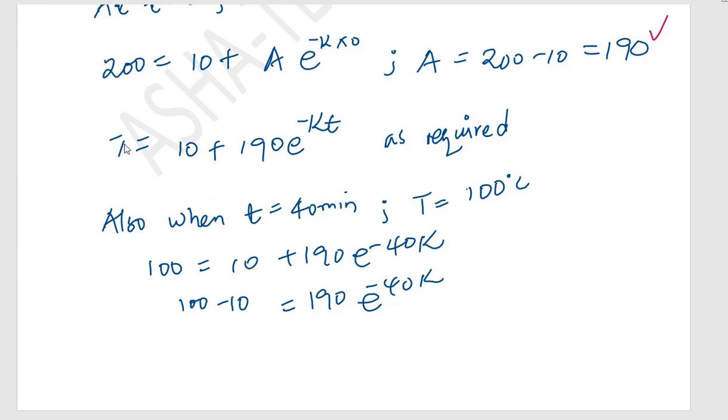Therefore, T, which is the temperature of the wire at any time t, is equal to 10 plus 190 exponential of negative kt, and this is as required. Now let us proceed. Part of the question says that k should be equal to some value. So let us find out what that k is using our expression. Also, when t is equal to 40 minutes, we can look at the boundary conditions.